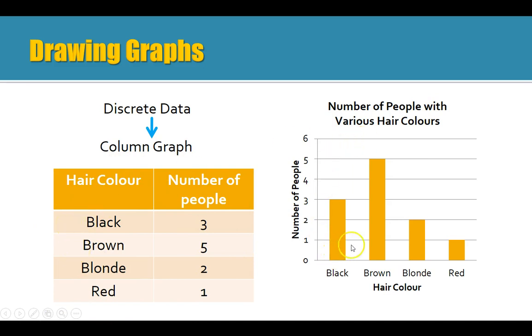So we've decided to use a column graph to represent the data here, and you can see we've got hair color along the x-axis because it's the independent variable, and number of people is along the y-axis. We also have a title on our graph as well.